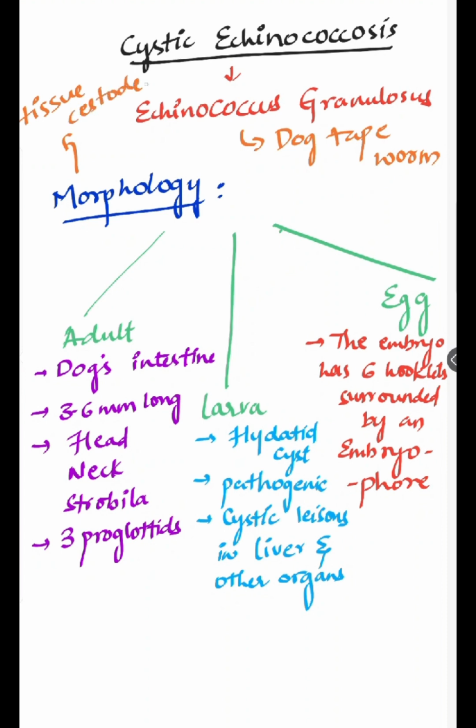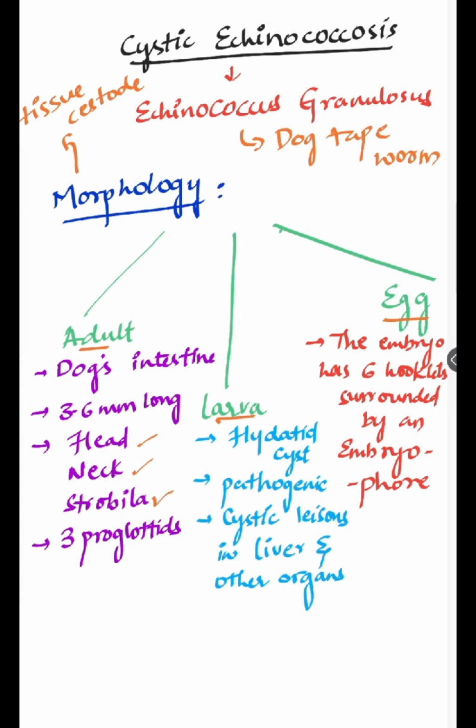It has three morphological forms. What are those? Adult form, larval form, and egg form. The adult form generally resides in the dog's intestine. It is 3 to 6 millimeter long and has three parts. What are those three parts? Head, neck, and strobila. These can also be seen as three proglottids. That is about the adult.